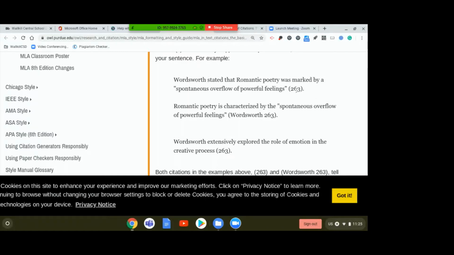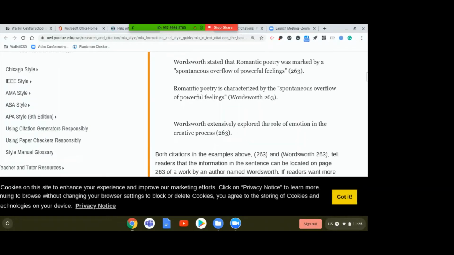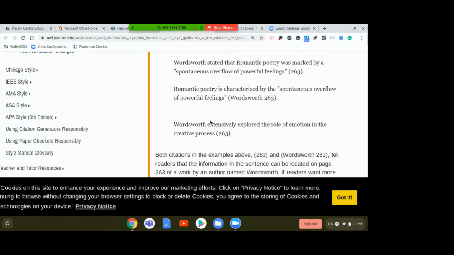Save the page number for the end, and your choice as the writer, do you want to name the author in the sentence, like example 1 here, or do you want to save it for the end and put it in the citation with the page number? Either way, and this last example is nice because they're not using a direct quote, but it's still information that needs to be cited because we found it from this page by this author. So this is just paraphrasing.